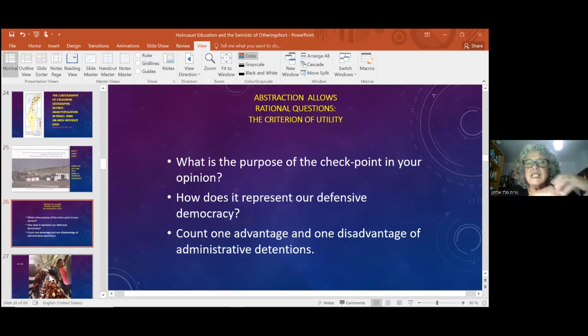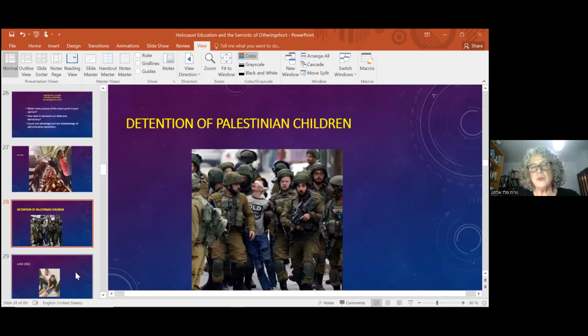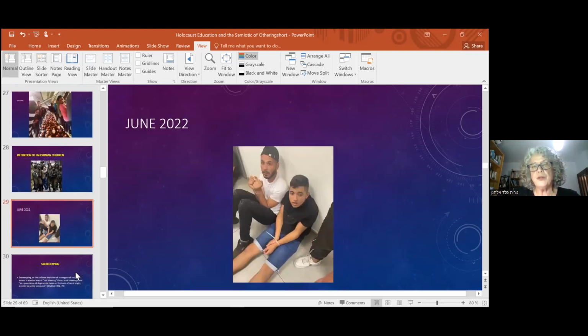The students don't really see these things, and they don't see this abstract enemy. They never see, for example, this picture, which is a real checkpoint. And they don't see this, which is detention, or this.